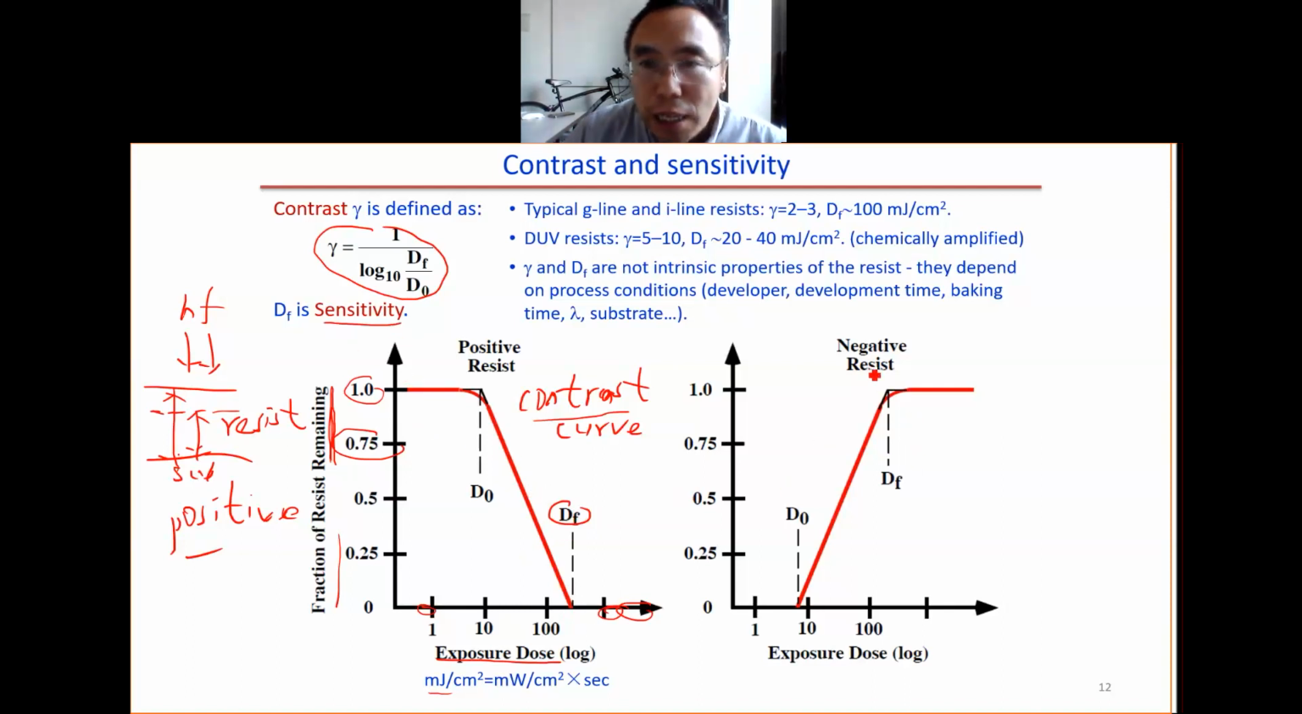For the negative resist, we have the opposite. High exposure dose, all remains, 100%. Low dose, all gone after development, so nothing left. We have the same sensitivity and contrast. So what is the ideal case?